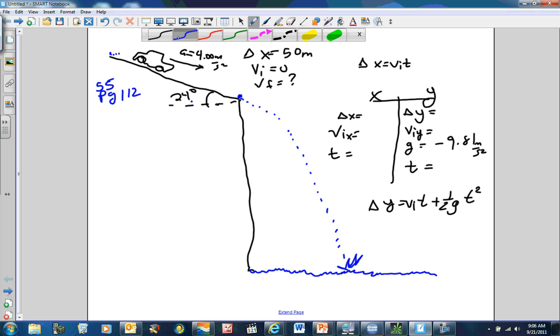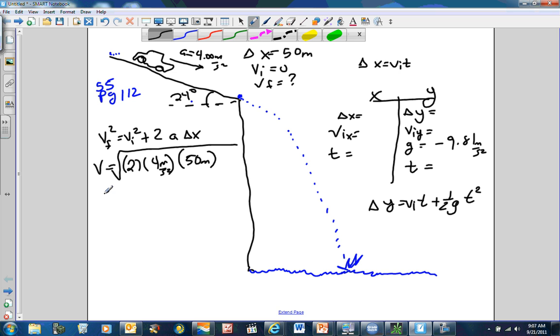So to do that, I'm going to use an old equation, which is also an equation we'll use this test, and that's v final squared equals v initial squared plus 2a delta x. And I just have to plug in my numbers. V equals the square root, I take the square root, right? V initial is 0, so I don't have to put it. So it's going to be 2 times 4 meters per second squared, and then times the distance, 50 meters. So when you do that, you get V equals the square root of 400 meters squared per second squared, which is 20 meters per second, right? So in other words, this car leaves the cliff at 20 meters per second, 24 degrees.